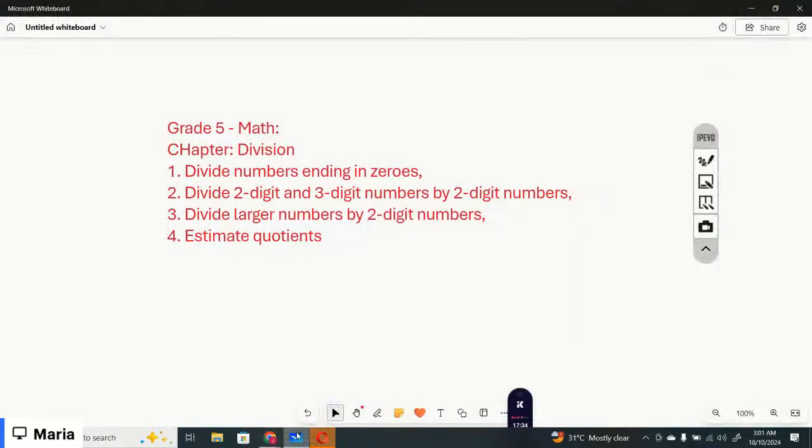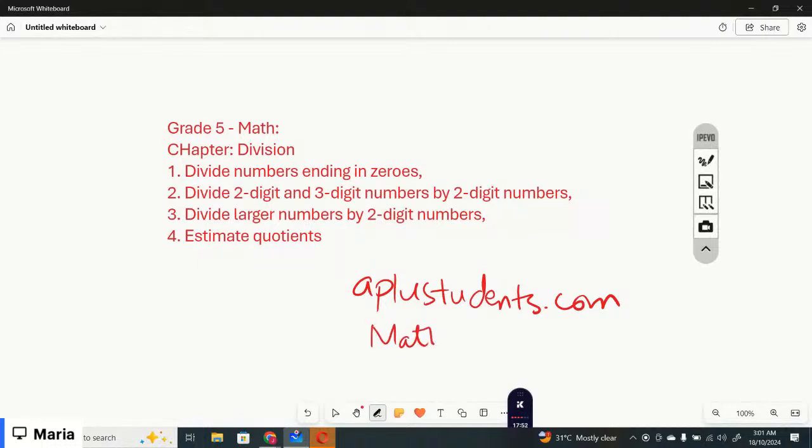We are here for grade 5. You can find all the lessons on aplusstudents.com. You have to log in by the administrator. Then you have to select math from the subject tab. Scroll, then click on view all lessons. There you can find a list of the chapters. Start with the chapter division.